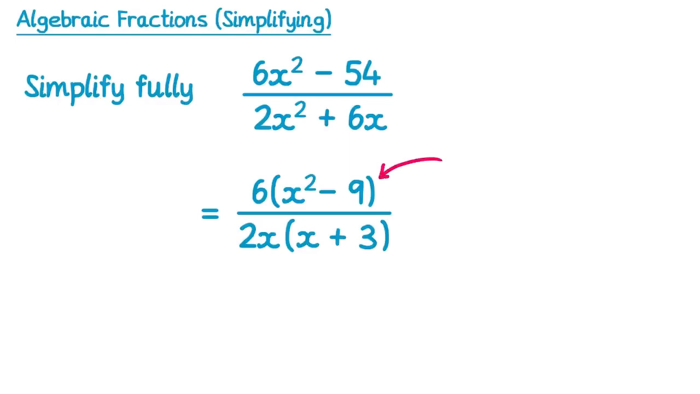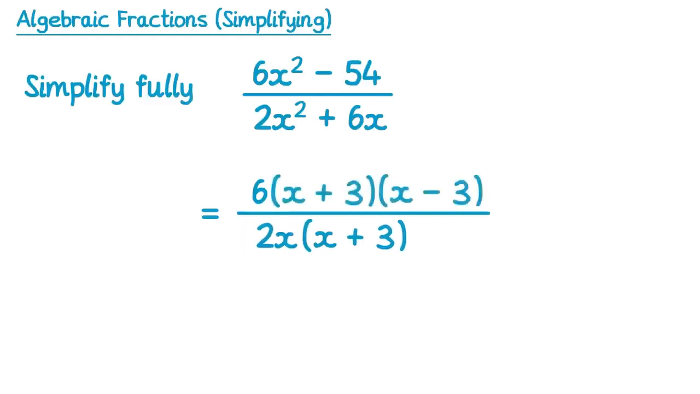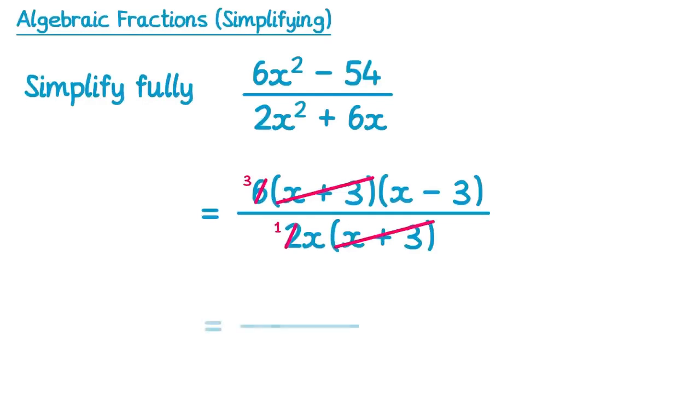But that's because there's a difference of 2 squares here. So this bracket itself can also be factorized. x squared minus 9 is the same as x plus 3, x minus 3. Now we can cancel out the x plus 3 from the top and bottom, and we can also simplify the 6 over 2. If you simplify 6 over 2, you get 3 over 1. So what we're left with on the top is a 3, and then the bracket x minus 3, and on the bottom, we're just left with x. If you wanted to at this point, you could expand out that bracket, but this would be considered fully simplified still.